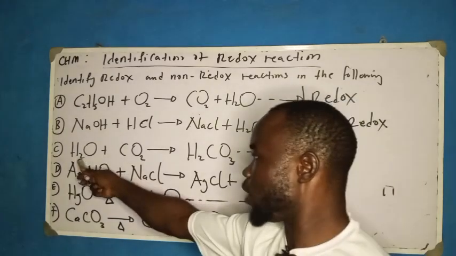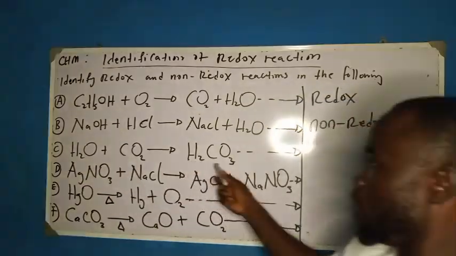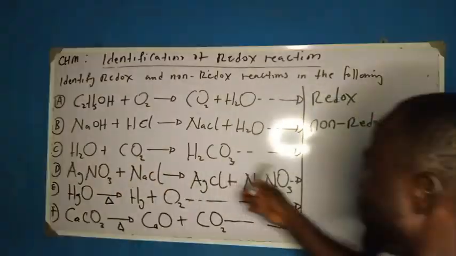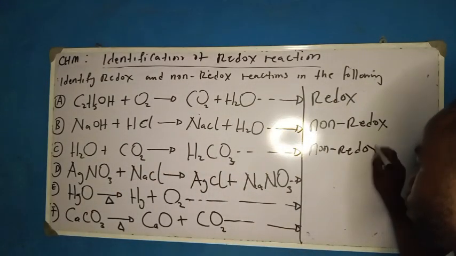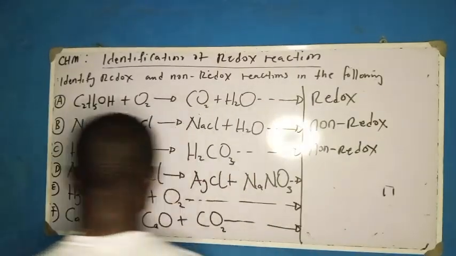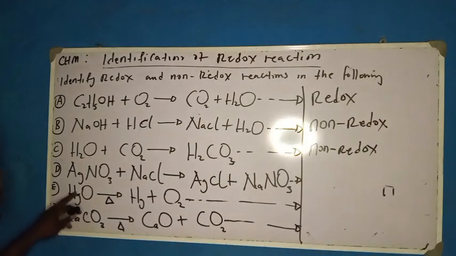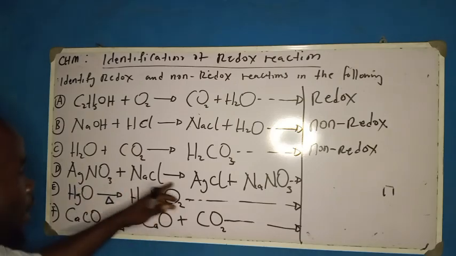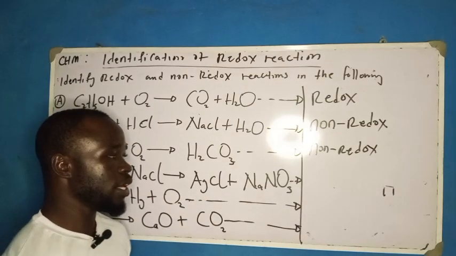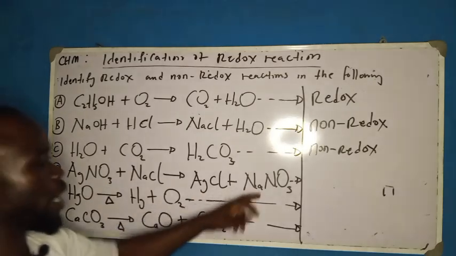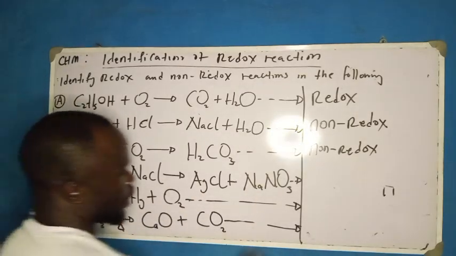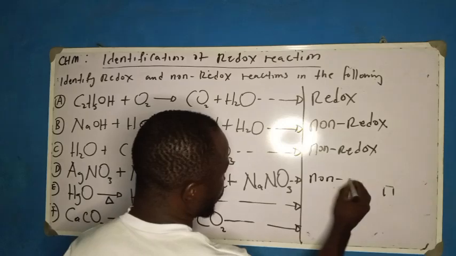If you look at this, water plus carbon dioxide plus this, it is only compounds, so this is non-redox. Then what about this? Silver trioxonitrate plus sodium chloride reacting to give us silver chloride plus sodium trioxonitrate. If we look at this, these are only compounds in this chemical reaction, which shows that it is non-redox.